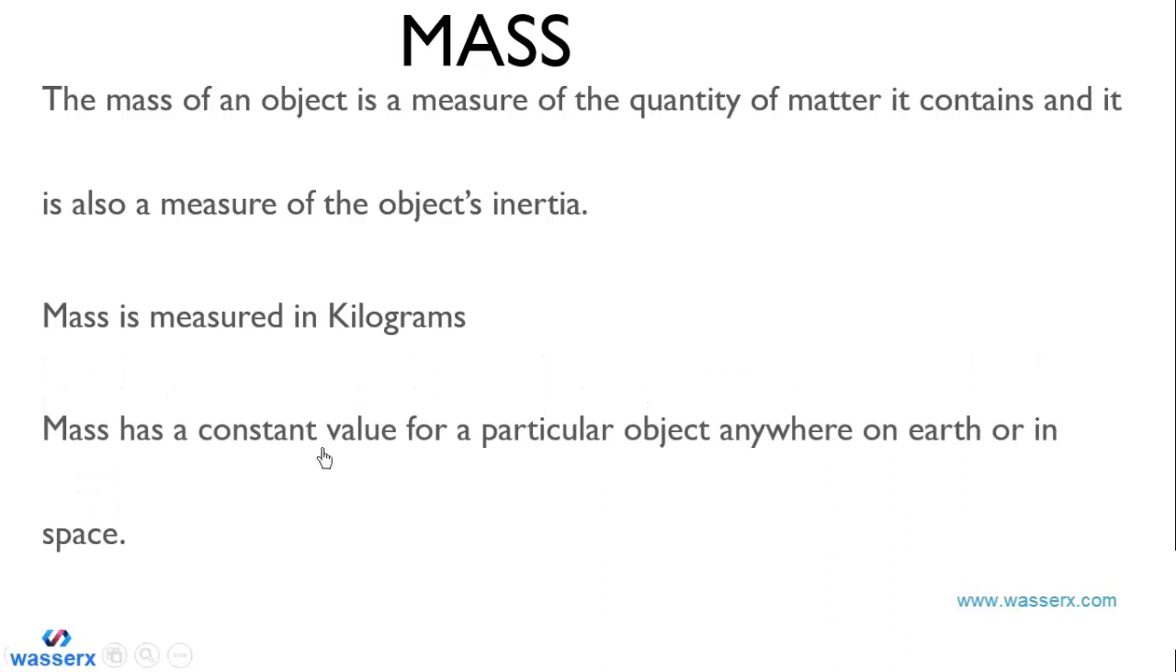Mass has a constant value for a particular object anywhere on Earth or in space. So mass is the same on Earth and on the Moon or anywhere in space.